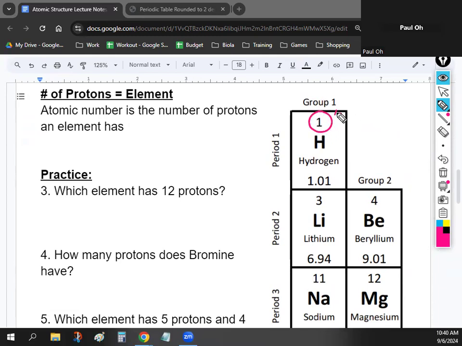So if you guys want to jot this down somewhere on your paper or on your periodic table, the number on the top of the box, this is called the atomic number. And the atomic number tells you how many protons that element has. So hydrogen has 1 proton, lithium has 3, beryllium has 4, and so on and so forth. Okay, so jot this down on your periodic table. The number on top of the box is called the atomic number, and it tells you how many protons that element has.